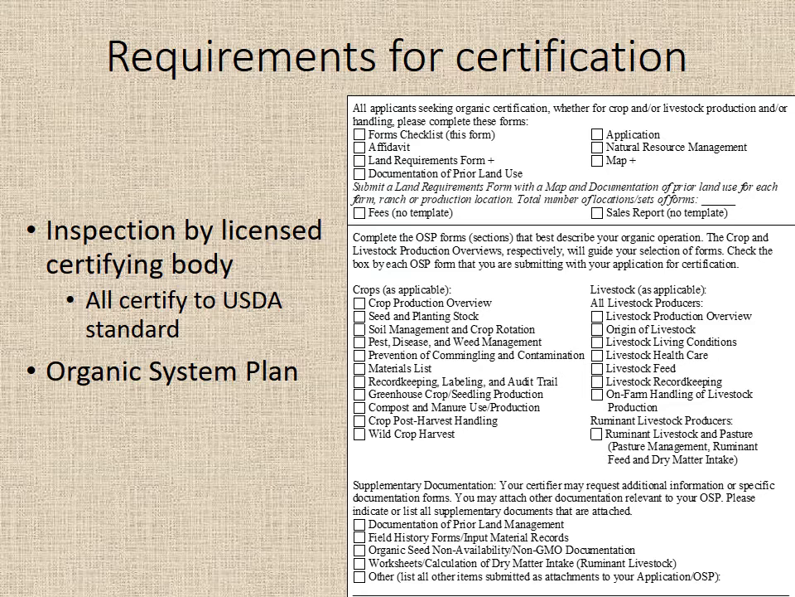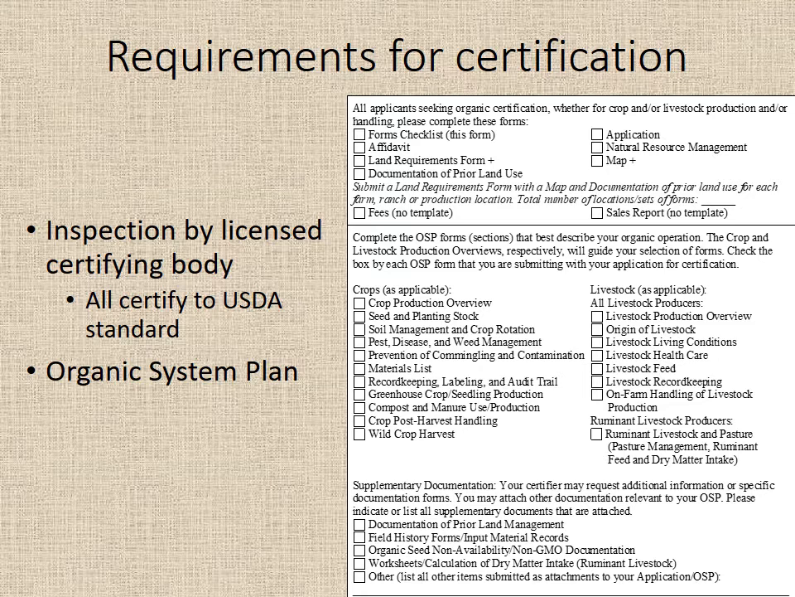Farmers must prepare an organic system plan that describes to their certifier all the details of their operation: what crops they are planting, when and where, what inputs they're applying, how livestock are housed and fed, how pests are managed, and how crops are handled after harvest.